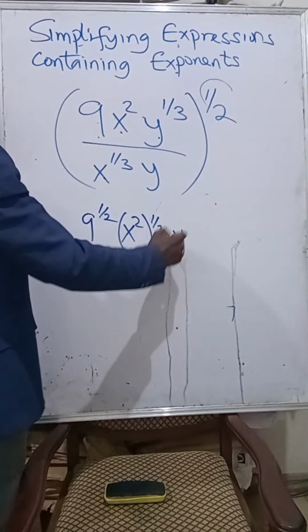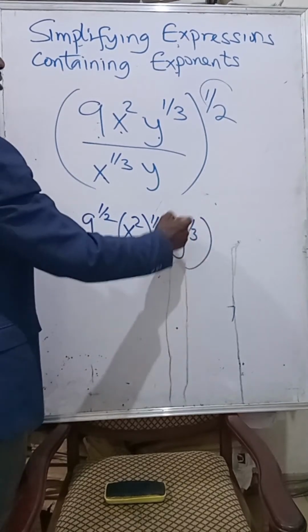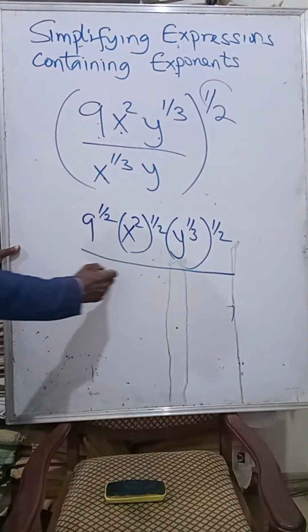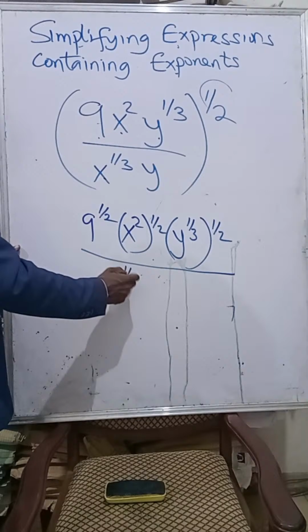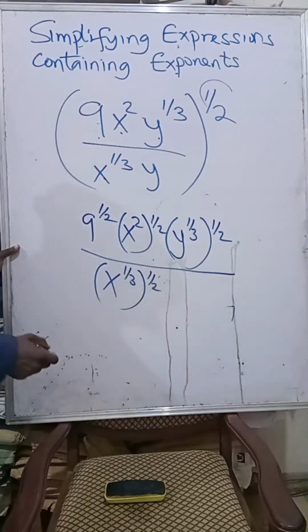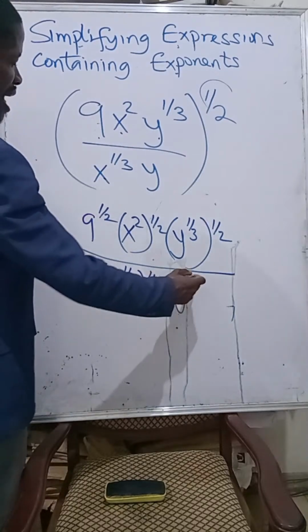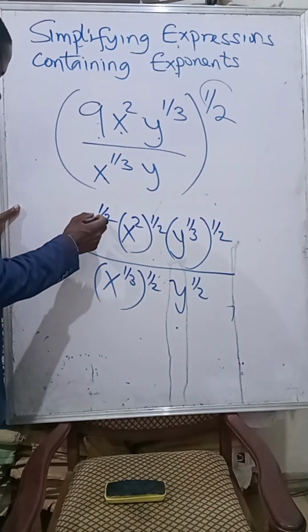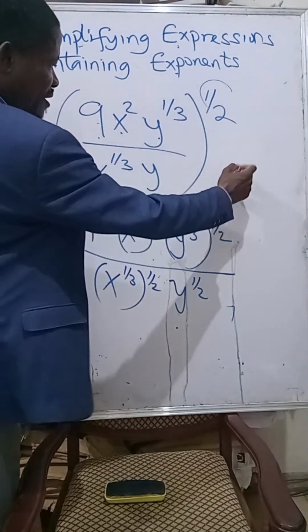And then y, 1 over 3 to the power what? To the power 1 over 2. This one will become 1 over 3, and then to the power 1 over 2, and then y to the half. So that's the first thing to do. It's going to affect each of the contents. So we're going to have this one, 9 to the half.